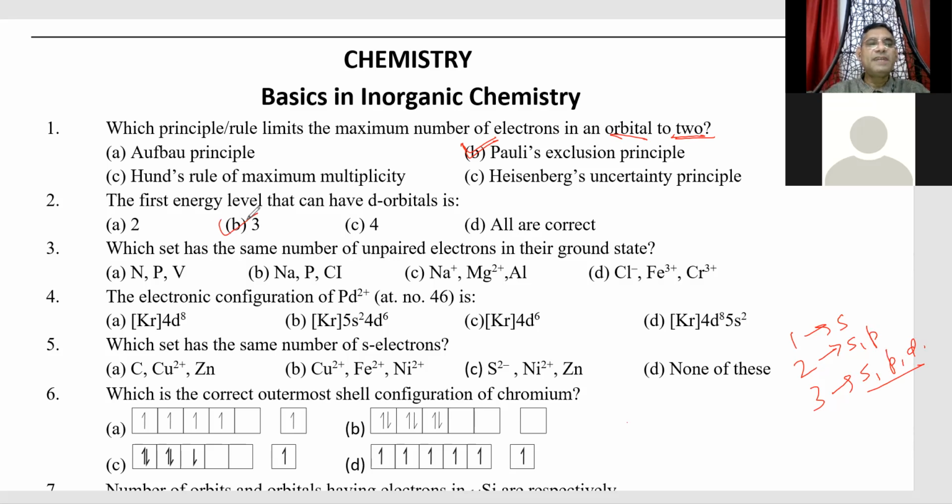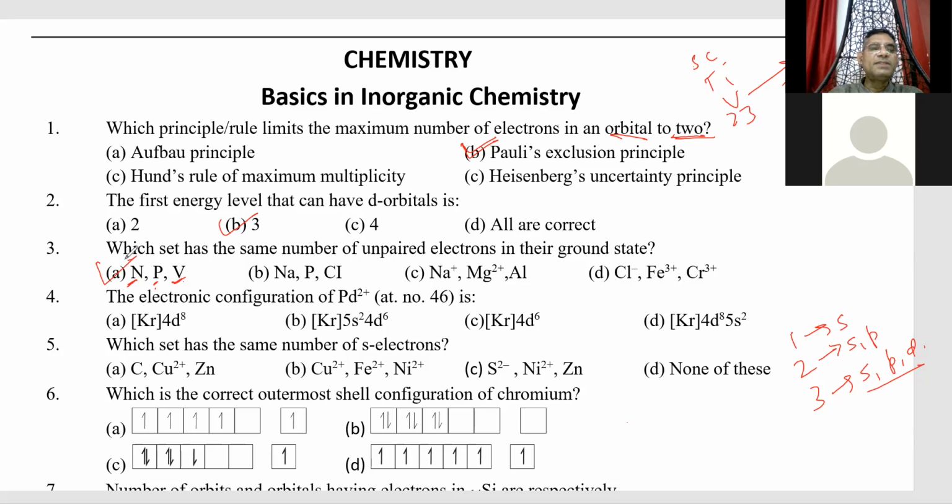Which set has the same number of unpaired electrons in their ground state? Out of these four sets, which set of elements will have the same number of unpaired electrons in their ground state? Nitrogen has 3 unpaired, phosphorus has 3 unpaired, and vanadium is 23, which means 4s2 3d3. How many unpaired electrons? 3. So nitrogen, phosphorus and vanadium all have 3 unpaired electrons. So the answer will be A.